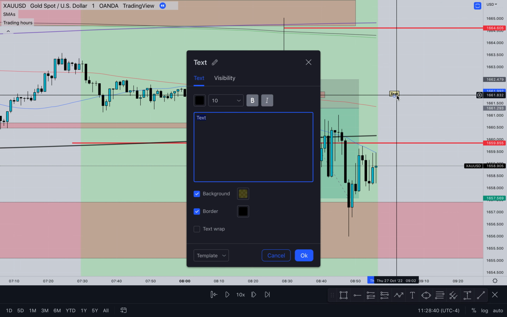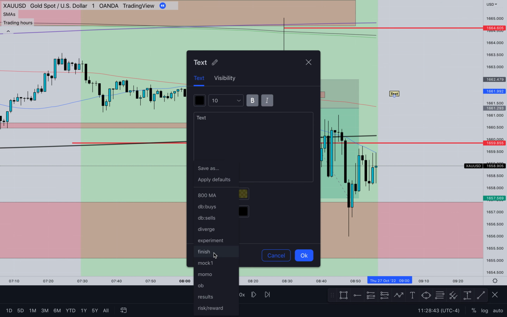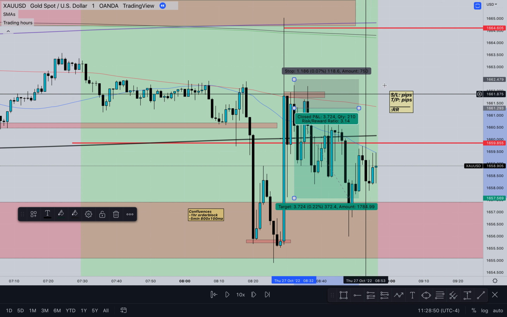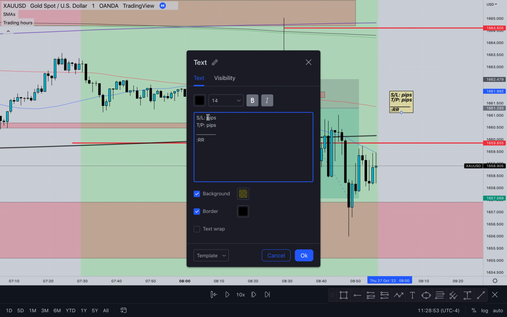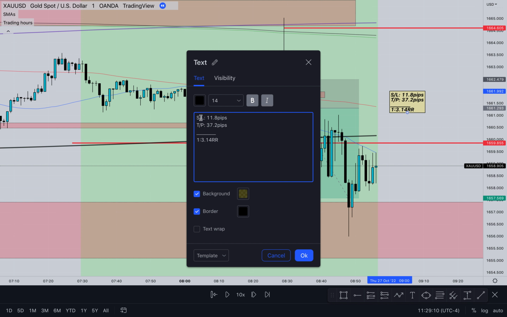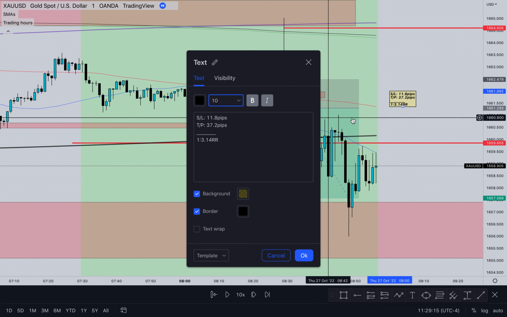So the RR was 1.8. 37.2. Let's do 1, 2, 3.14. And let me just put the font lower.